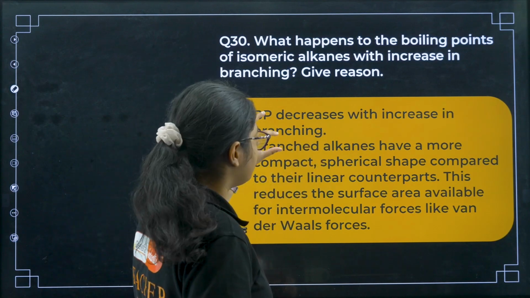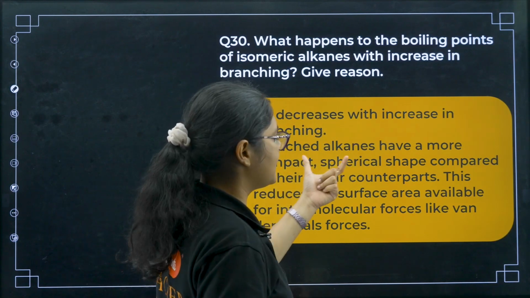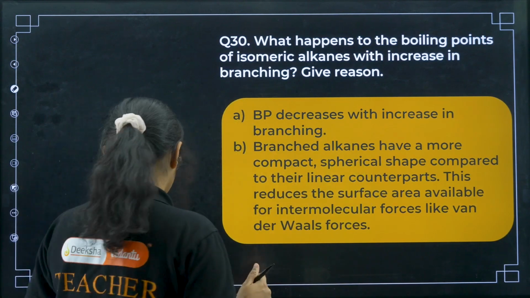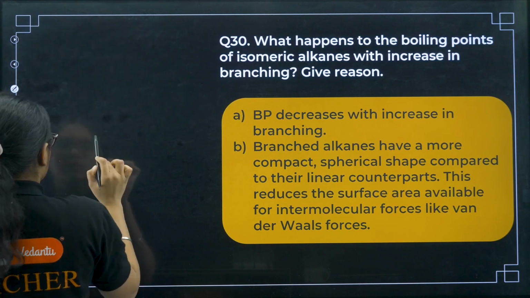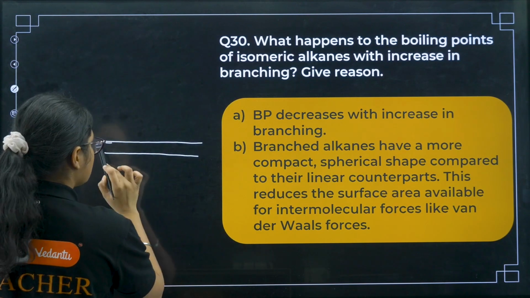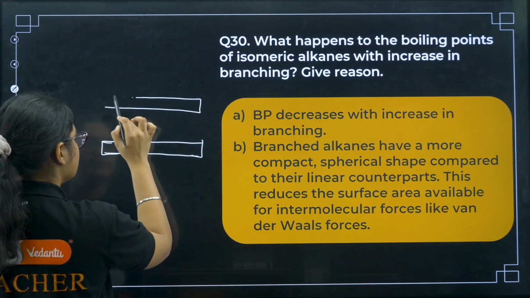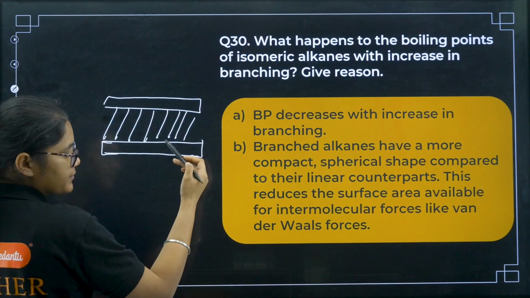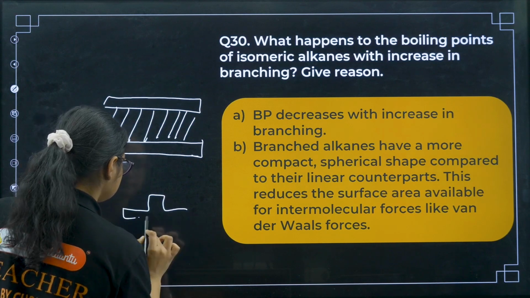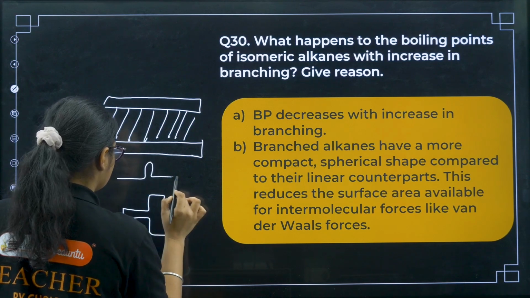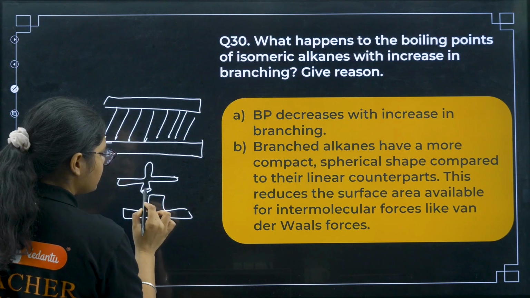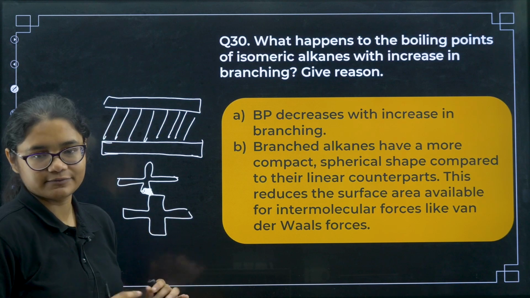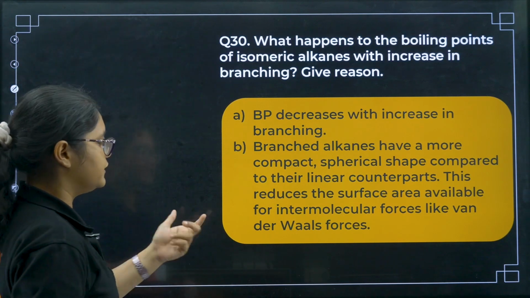That's the first thing. Now branched alkanes have a more compact and spherical shape compared to their linear counterparts. Okay, if there is linear, see, suppose I have a linear chain. This is one molecule and I have another linear chain. So what will happen? These all surface area is exposed for interaction. But if I make a branched chain, just imagine this is one branch chain and this is also one branch chain. So what will happen? There will be interactions only here. Okay, so the surface area for interaction decreases, right? So that is why the boiling point also decreases.